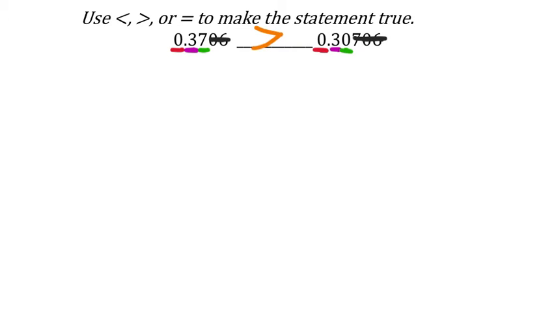I just want to emphasize this again because some students still get this mixed up. It's like, well, that's 3,706. This one's 30,706. Yeah, but by place value, this is 3,706 10,000ths. This is 30,706 100,000ths. It's a smaller unit.